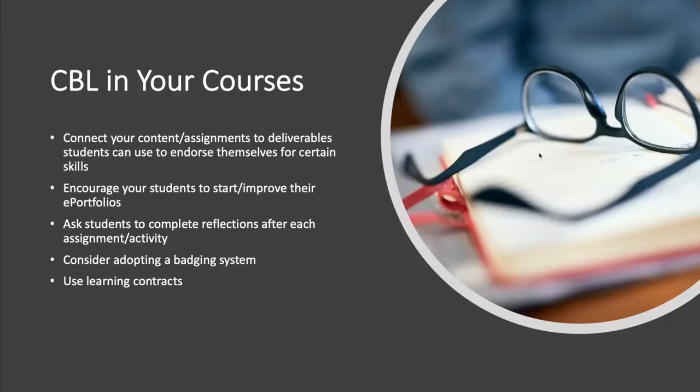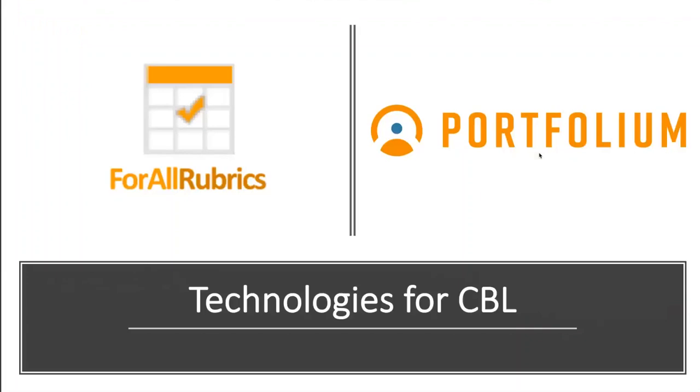Also, you can ask your students to complete reflections after each assignment or activity. That's key, and that really prepares people for the job interview and to really reflect on their journey. You can consider adopting a badging system, use badges in your courses. And you can also use a learning contract. That way your students are working on projects that you specifically find are good for the class because they match your learning outcomes, but are also meaningful to them. And as I said, Rubric is a good tool for this, to create those rubrics and to create the badges. That tool allows you to create badges and other reward systems. And Portfolio, which is integrated with Canvas, is an e-portfolio tool that your students can use to showcase their work.